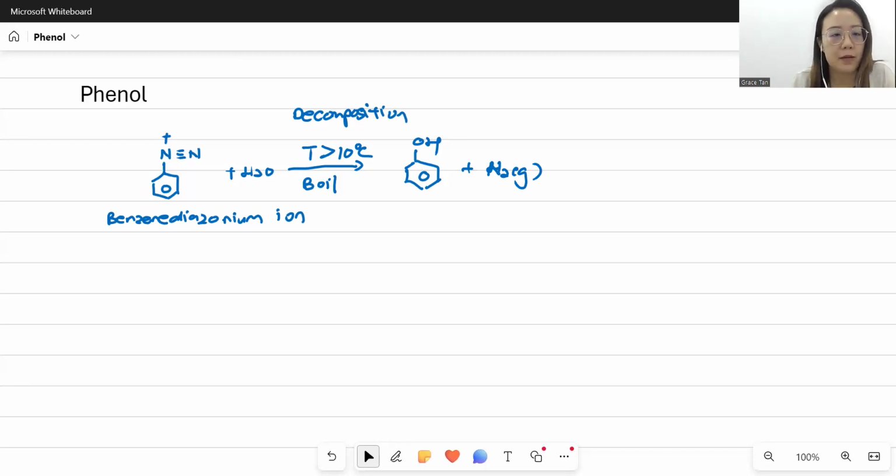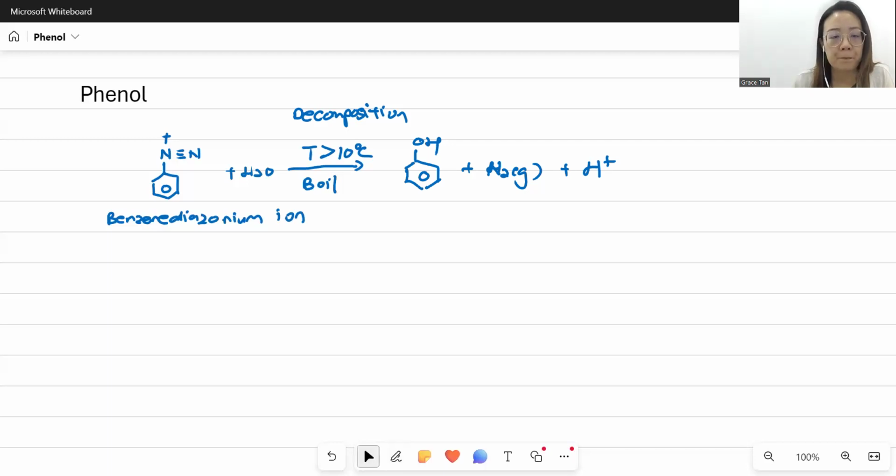In general, this is how they decompose to form your phenol. Now, in terms of balancing the equation, are we able to balance it? We just need to put H plus here. So this is the balanced equation on how to form phenol. It is from the decomposition of the benzene diazonium ion above 10, or you can just say boil in water. But in the equation, you need to show H2O. Otherwise, you won't be able to explain how come there's an OH on your ring.